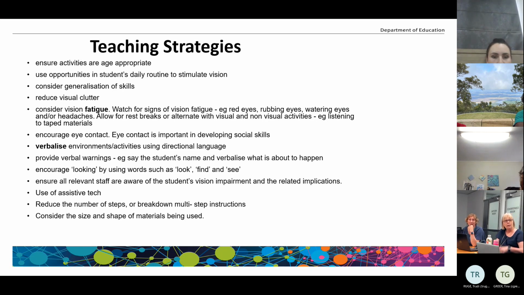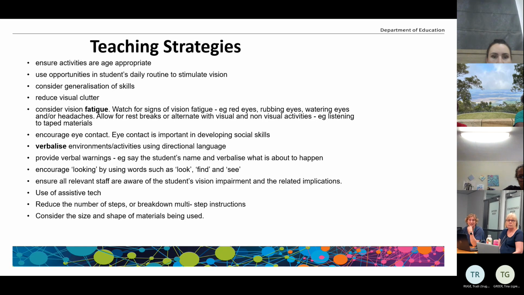Encourage eye contact. That's in social skills. Verbalise. Activities using directional language and descriptive language. So if you have a child that has got a significant vision impairment, you're using a lot of descriptive language to connect them to the environment that they're in.